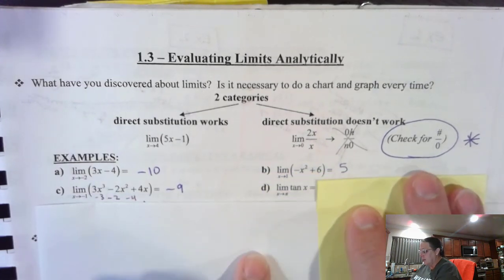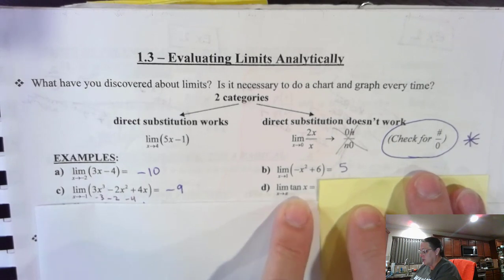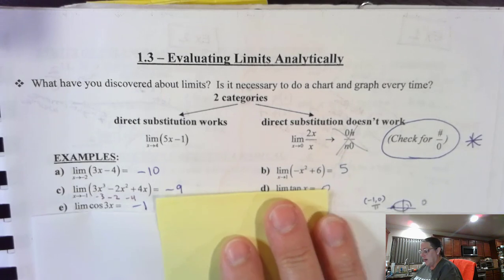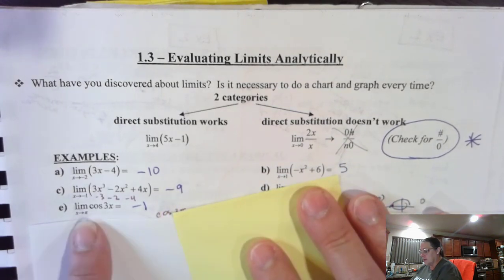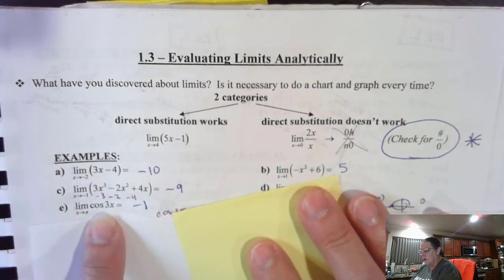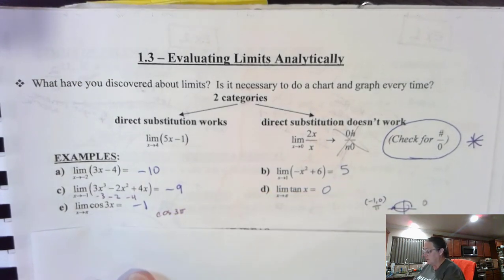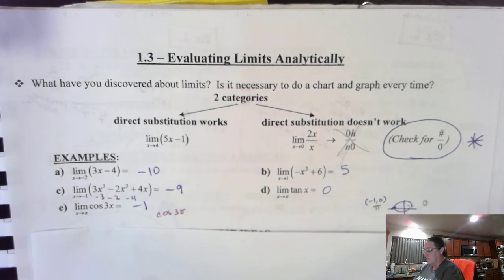If I take the limit as x goes to pi of tangent, well, the tangent of pi is 0, so that's 0. And if I look at this one, as x goes to pi of cosine, 3 times pi is -1 for cosine. So let's remember, you need to know your unit circle values.